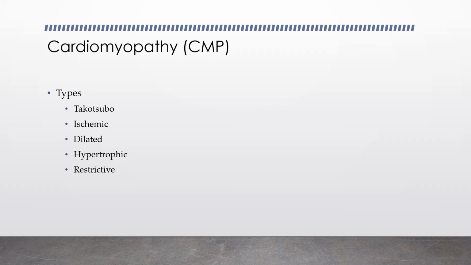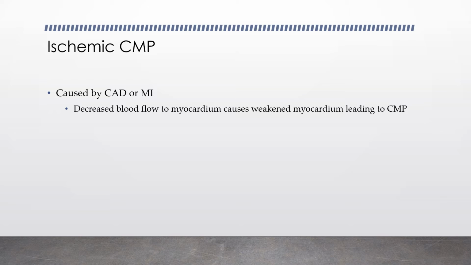So ischemic cardiomyopathy is the term given to patients who present with this overall weakened heart muscle, specifically the left ventricle, that's unable to pump effectively, because of either advanced coronary artery disease or an MI. So that decreased blood flow to the myocardium over time is going to cause this myocardium to become very weakened, leading to a cardiomyopathy.